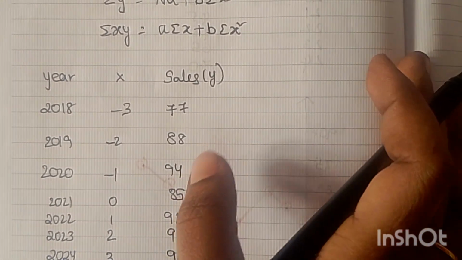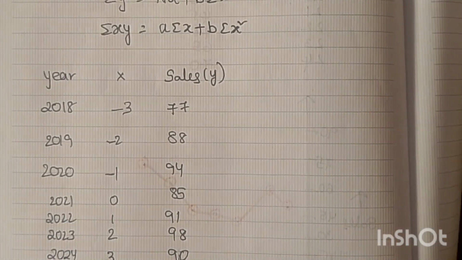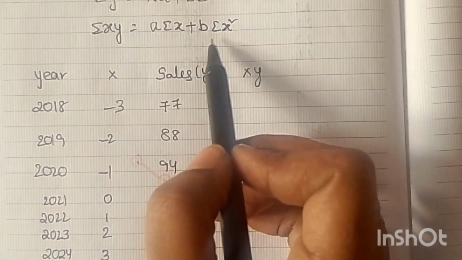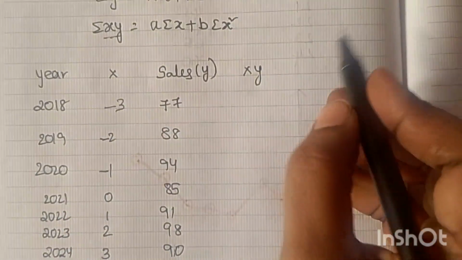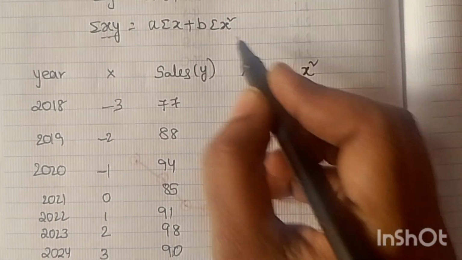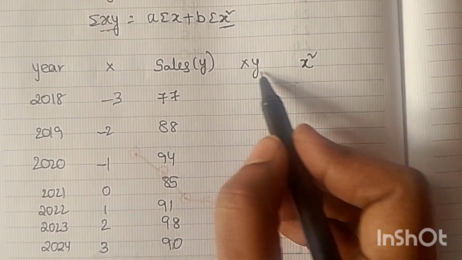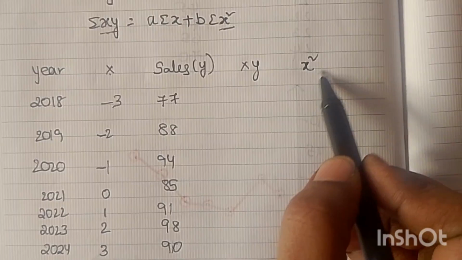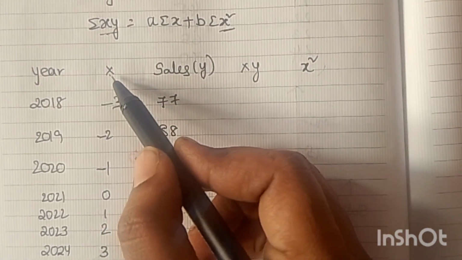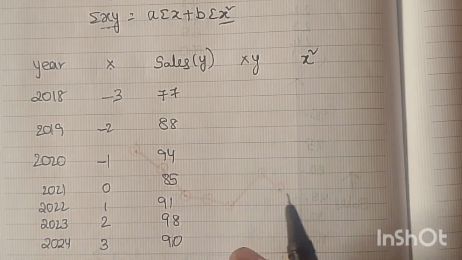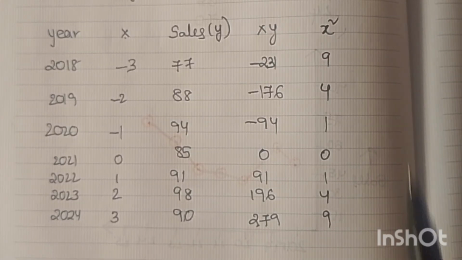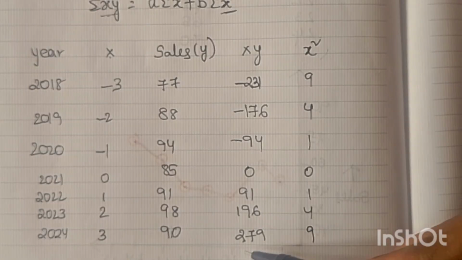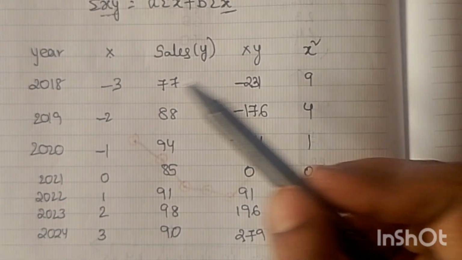In statistical methods we use this kind of calculation, and we need the xy value and also the x square value. So for xy, we multiply the x value into the y value, and for the x square value we square the x value. After calculating, we get these answers.